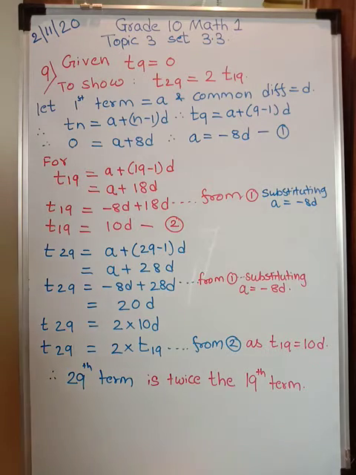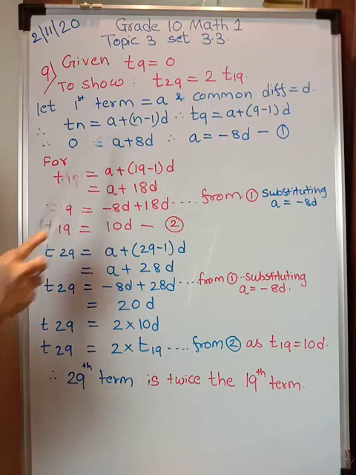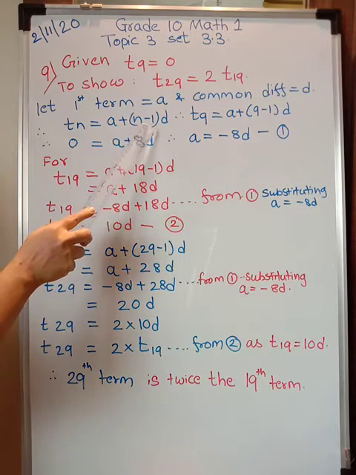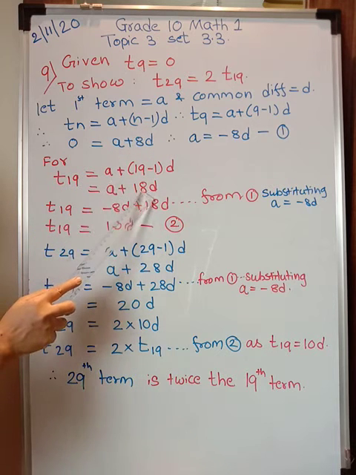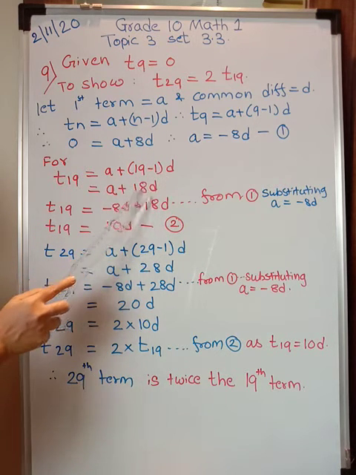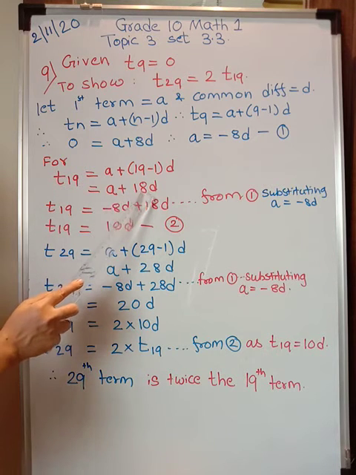Is this clear? Now second, for the 19th term, again Tn we have the formula a plus n minus 1 into d. Now here n is 19. So here you are going to get 19 minus 1, so you are going to get a plus 18d. 19 minus 1 is 18. So what is T19? A plus 18d.